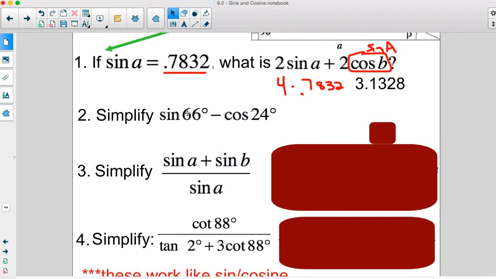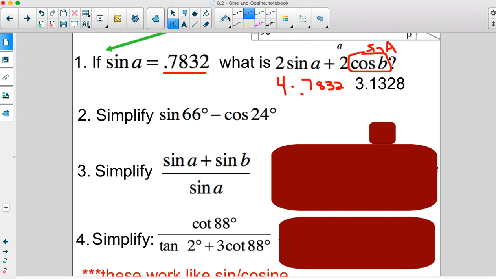All right, second question. Sine of 66 degrees and 24 degrees. Well, what do I know about 66 and 24? Well, if I add 66 plus 24, I get 90. So what does that mean about 66 and 24? It means they're complementary, which means the sine of one is the same thing as the cosine of the other.